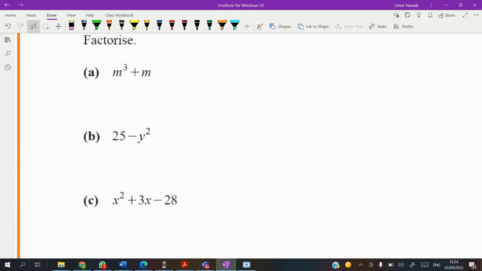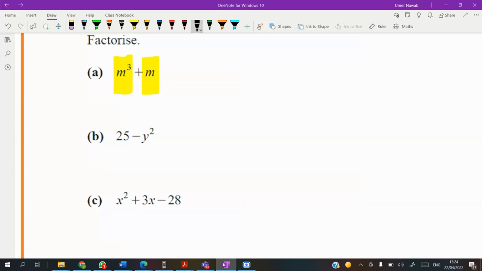More questions are coming on grouping, and inshallah you will get it more. Now, guys, I have two terms in which the first term has m power 3 and the second one has m power 1. The rule says whenever you do factorization, always take the smallest power out. So the smaller power is m. So I take m out.